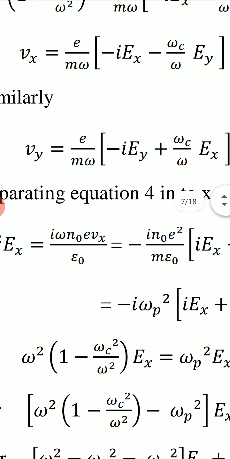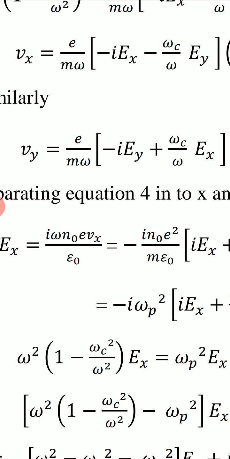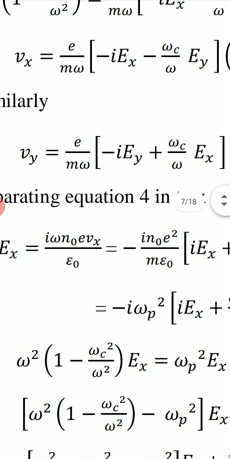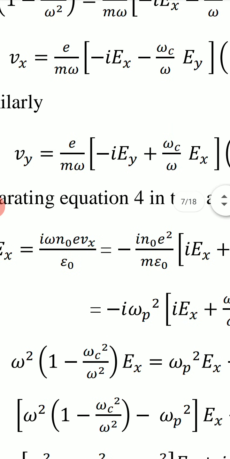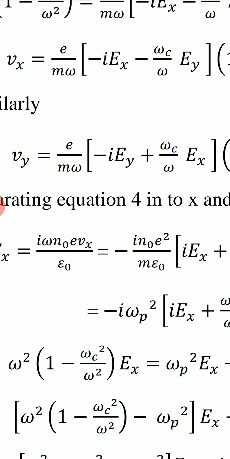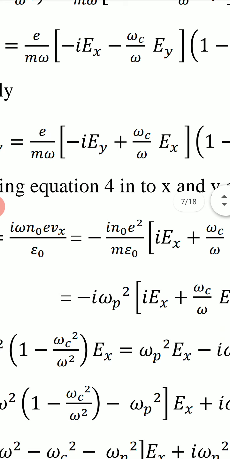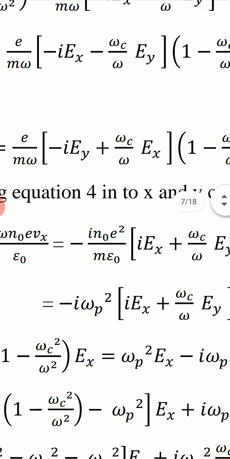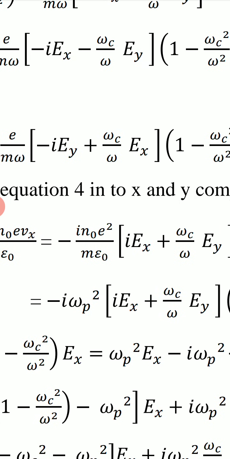So we can find the value of Vy also, and if we look at the value of Vx, then to find the value of Vy we write in the first term Ey in place of Ex, and in the second term we write minus Ex in place of Ey. So in the first term we write in place of Ex as Ey, and in the second term in place of Ey we write minus Ex.